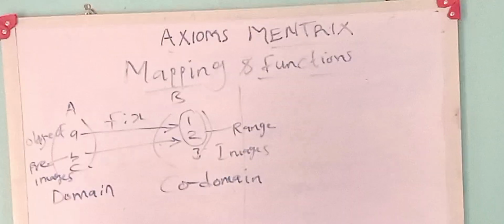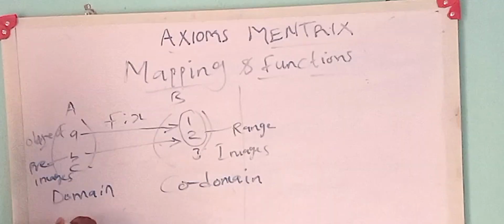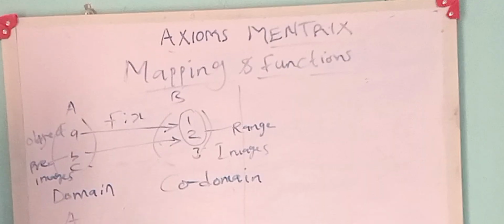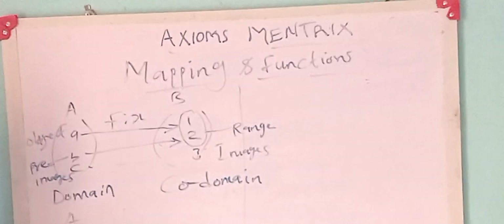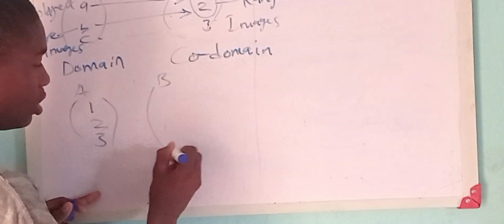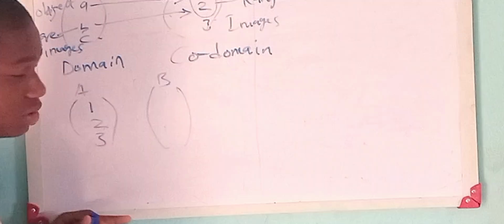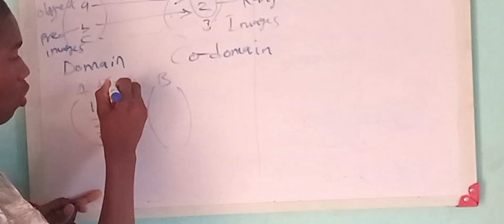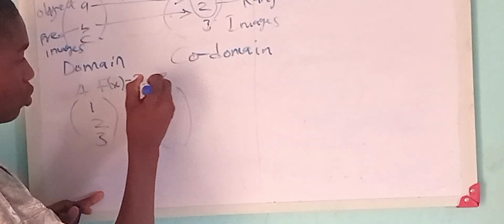Now, let me say I have A, which is a set of 1, 2, and 3, right? I don't know if you can see this, but let me make it bigger. 1, 2, and 3. Then I have B, and I don't have the value of B. Let me say I need the value of B, and the function given to me is f(x) = 2x. Now, a function has been given to me.